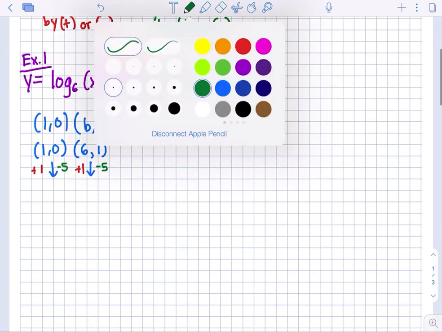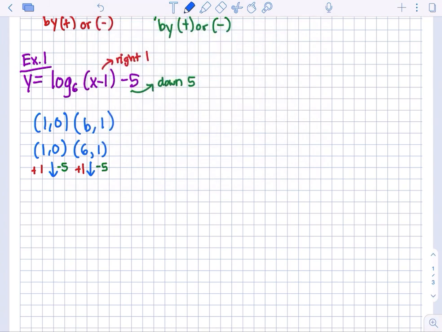Alright, so now you can make your new coordinates. 1 plus 1 is 2, 0 minus 5 is negative 5, 6 plus 1 is 7, 1 minus 5 is negative 4. So these are our new coordinates after we did a transformation on the parent function.